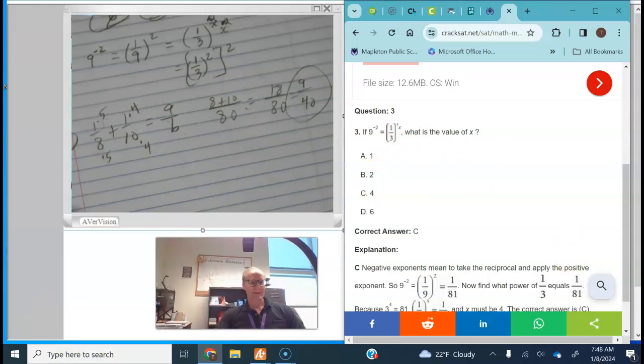Hopefully, it's not too much of a problem. If I were to do it again, of course, I would just simply get rid of this X and just make it 1/3 to the X power.